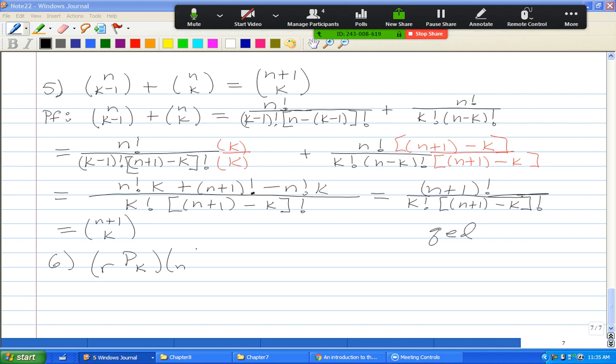So RPK times N. I guess I'll have to use R's. My R's look kind of bad, but I'll use an R. RPK times NCR is equal to NPK times N minus K CR minus K.